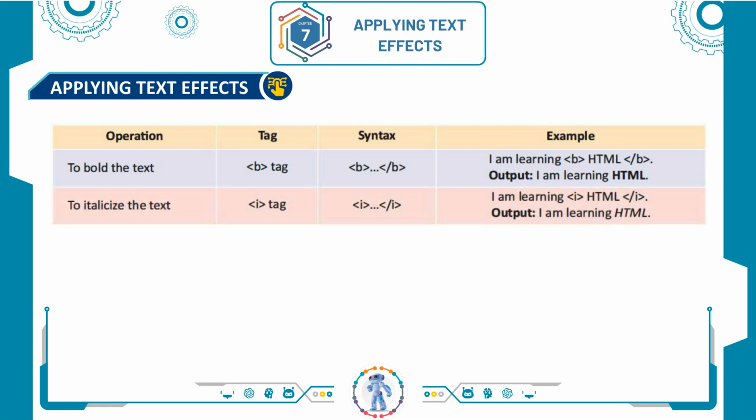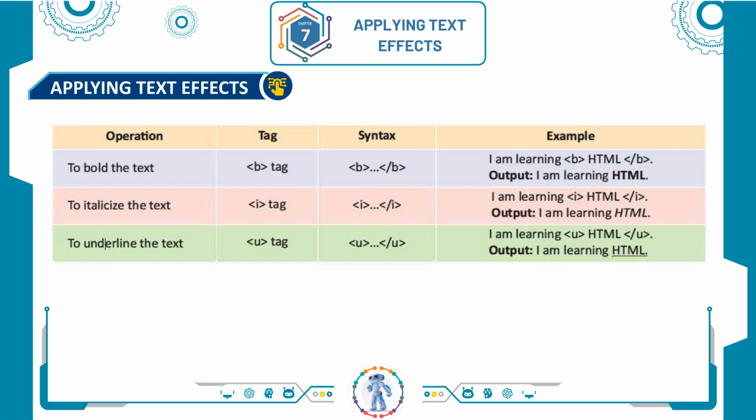To italicize the text, use the <I> tag: <I>I am learning</I> HTML. The output is: I am learning HTML.